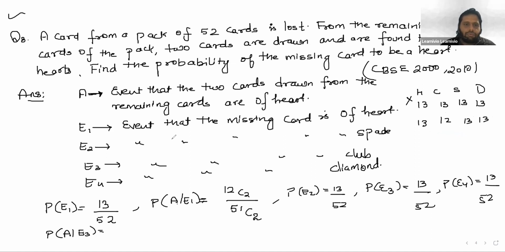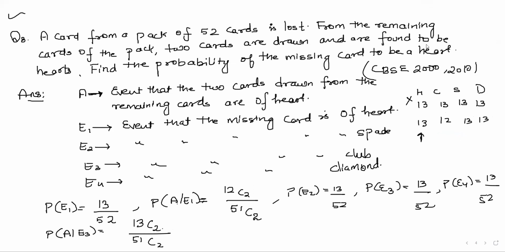Now what is A? Two cards drawn are of heart. Now we need to find out two hearts. We will draw from here. So 13C2 by total cards, which are 51, 51C2. Is it clear? Yes, sir. Okay, great. Now please complete it.